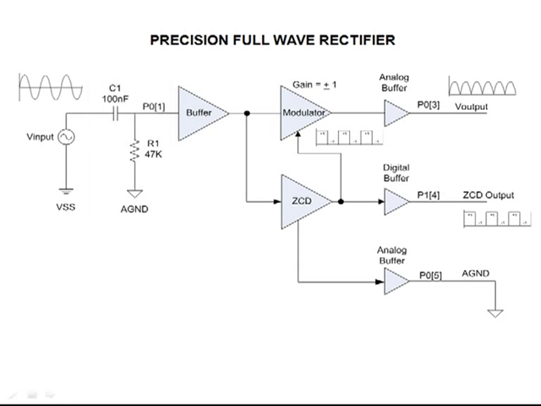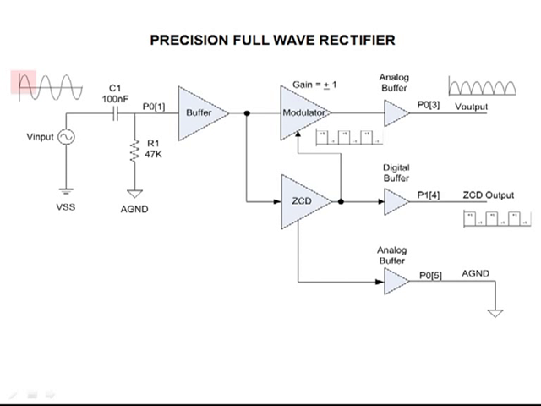The output of the buffer is connected to the input of a modulator with a gain of 1 implemented using a switched capacitor block. The gain of the modulator can be switched between positive and negative using a digital signal on the modulation input. The output of the buffer also feeds a zero crossing detector implemented using a comparator. This zero crossing detector output is connected to the modulation input of the modulator.